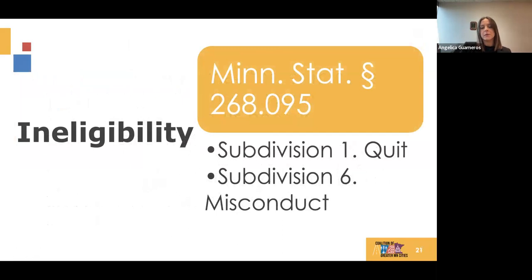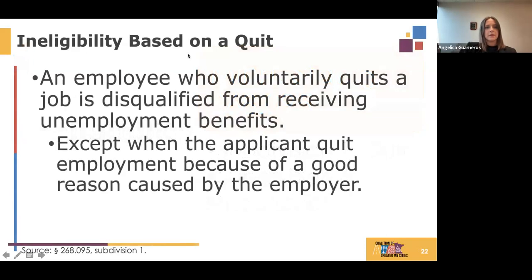As far as ineligibility, we look at statute 268.095. Here we're going to talk about the subdivision for just a typical quit and then subdivision 6 based on employment misconduct. So ineligibility based on a quit: under the statute, when an employee voluntarily quits a job, they are disqualified from receiving all employment benefits. As discussed earlier a little bit, there is an exception when the applicant quit employment based off a good reason caused by the employer.